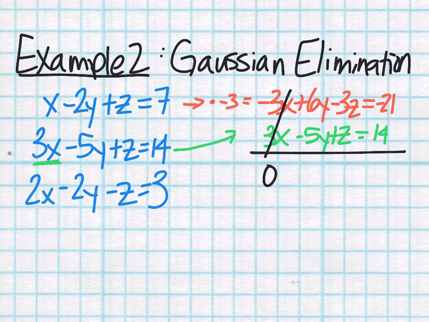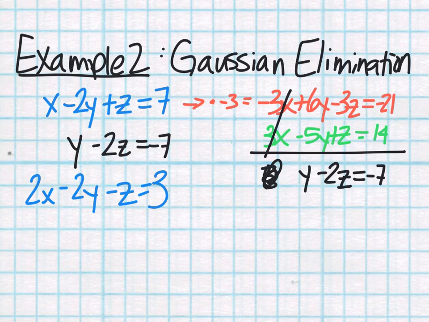That gives me 0. 6y minus 5y is going to be just a y. -3z plus z gives me a -2z equals -7. So don't worry about that first 0. I'm going to replace this second equation with this new equation here. Cool, so I replaced the second equation. I left the first and third ones as they are for now.